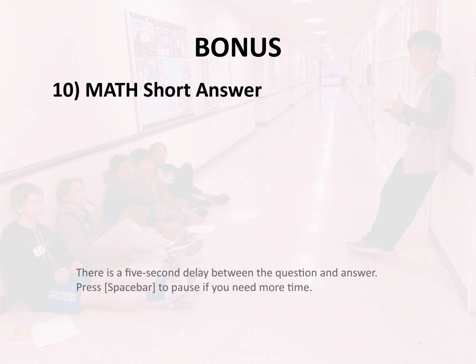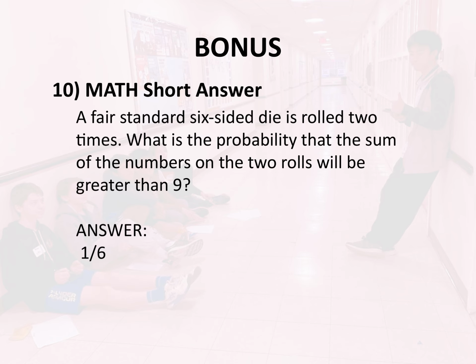Bonus 10. Math. Short answer. A fair standard 6-sided die is rolled 2 times. What is the probability that the sum of the numbers on the 2 rolls will be greater than 9? Answer, 1/6.